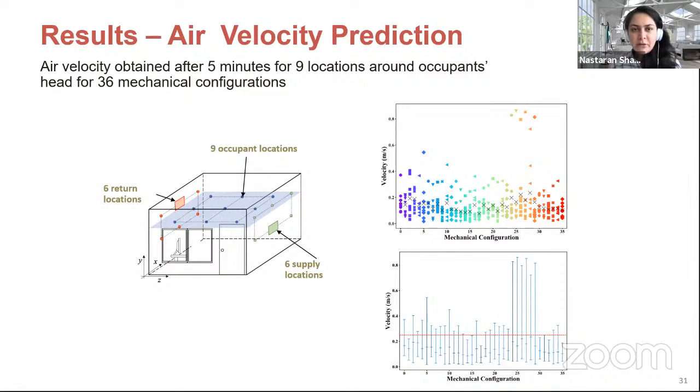Here we have a similar plot, basically, but for air velocity. And the horizontal line plotted in the bottom right figure shows an arbitrary velocity at 0.25 meter per second threshold, and the average velocities for all mechanical configurations are lower than this value. But for several cases, we see that the velocities at different occupant locations are higher than this threshold. And for 6 combined configuration, the velocity is higher than 0.6 meter per second. Next, please.